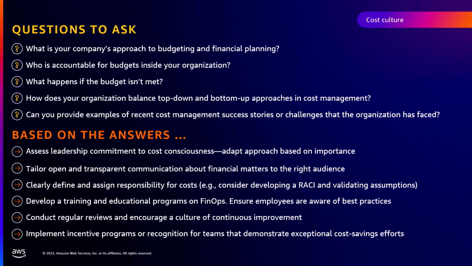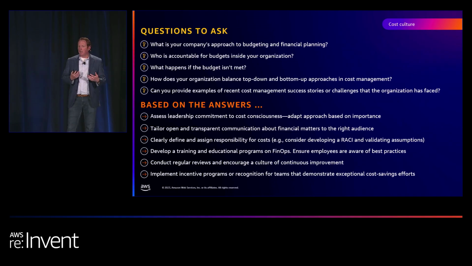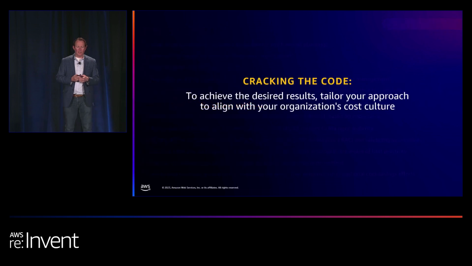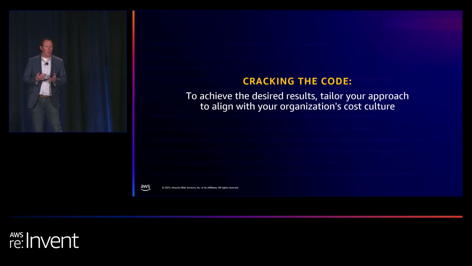I put in there, consider developing a RACI, which is a really powerful way, especially as you think about costs in your organization. Who's ultimately accountable for cloud cost? What's done centrally? What's done in a federated way? How do you support that? These are all really big, important elements as a FinOps team around understanding the culture in the organization. So the cracking the code here is you need to tailor your approach for the organization you're in. Again, not a one-size-fits-all as you go through it.